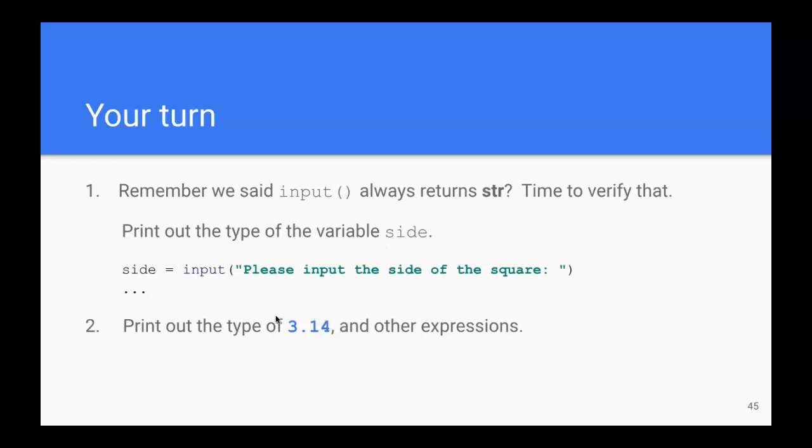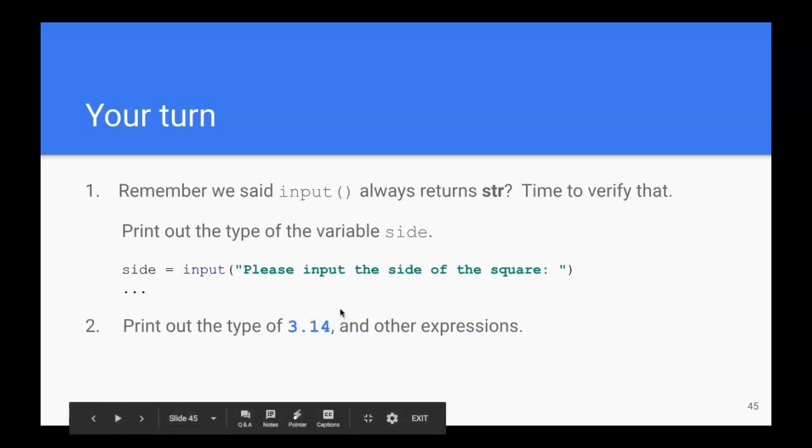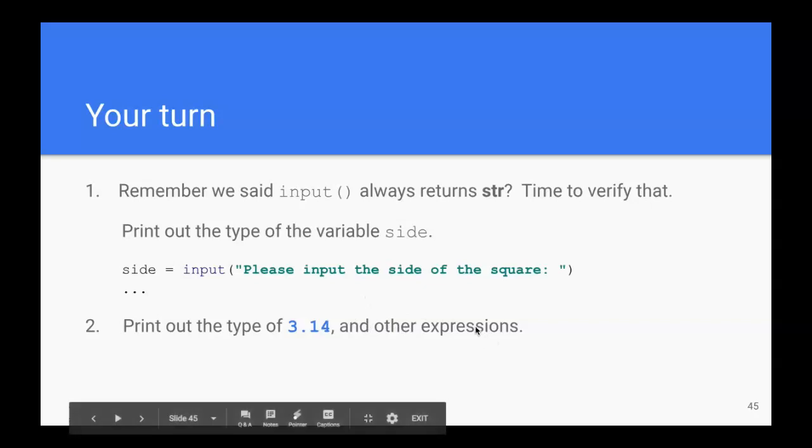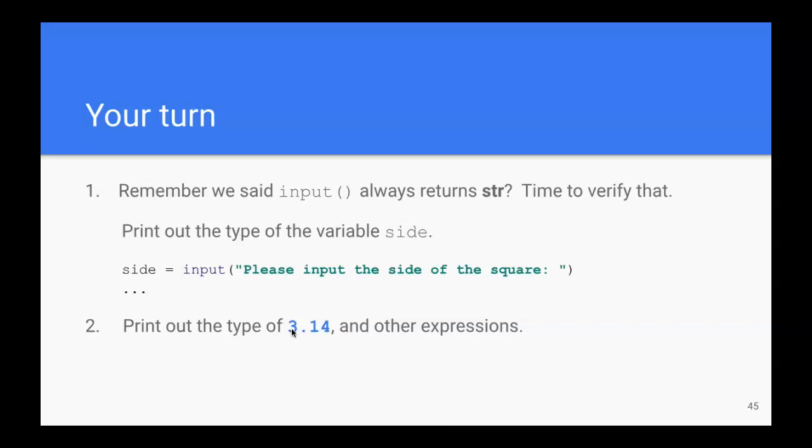And then basically any other time you want to check the type of an expression, you can just put that expression inside the type function. Here I ask you to try, print out the type of a floating point number 3.14. You should know what to expect. So give that a shot.